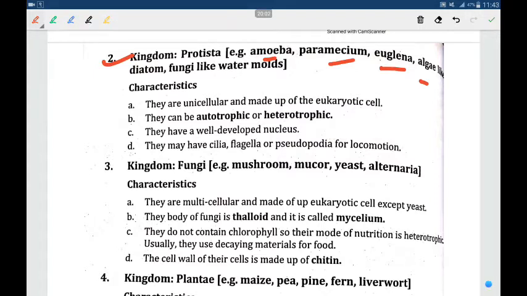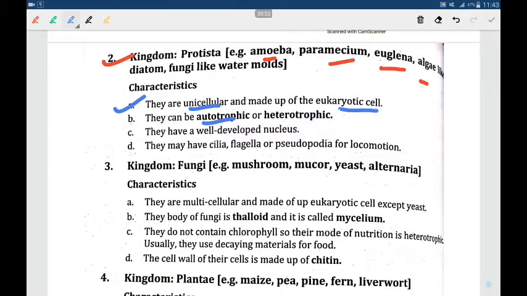Okay, and now next one, its characteristics. Characteristics of Protista: they are unicellular, but the cell is quite developed, eukaryotic.